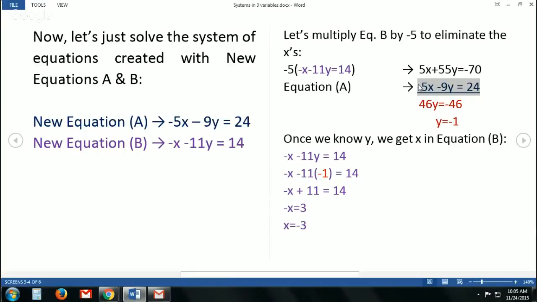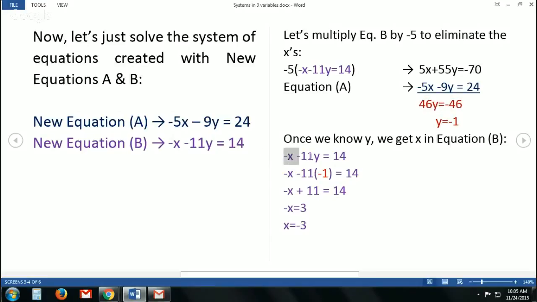Once we have those opposites, let's add together the lines. The x's eliminate like we expected. 55 minus 9y gives me 46y. -70 plus 24 gives me -46. So now I've got a little equation that is easy for us to solve. 46y equals -46. If you divide both sides by 46, y is -1. Once you know what y is going to be, you can go back to equation B and figure out what x is going to be.